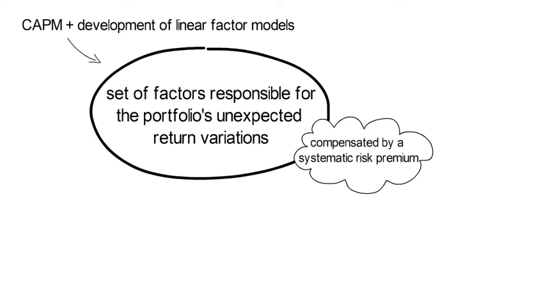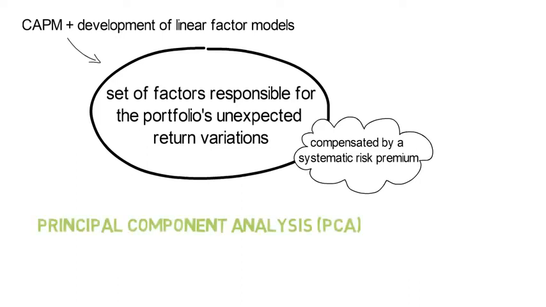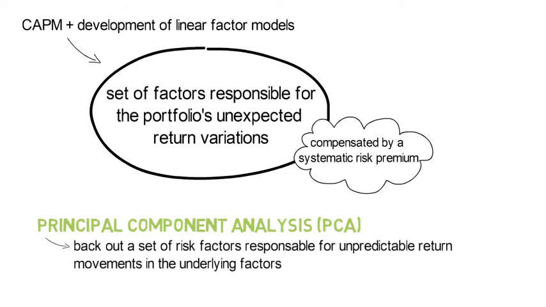In addition, from the CAPM and the development of linear factor models, it's intuitive that there might be a small set of factors out there that are responsible for most of the portfolio's unexpected return variations. And you get compensation only for these systematic risk factors. So a principal component analysis is one way to back out a set of risk factors that are responsible for most of the unpredictable return movements in the underlying assets. Such risk factors are also called statistical risk factors.